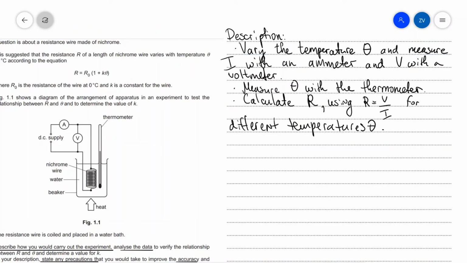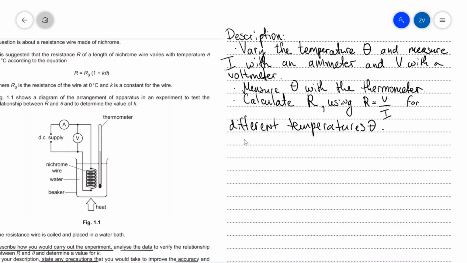In terms of our description, we're going to be varying the temperature theta, which will happen naturally as you place the water over the source of heat and it heats up. Then we're going to be measuring the corresponding changes in the current with the ammeter and the potential difference with a voltmeter. We're going to be measuring the temperature, of course, with a thermometer, and just to be absolutely certain we get full marks, I'm going to be as detailed as possible. So I'm saying that I'll be measuring theta with a thermometer.